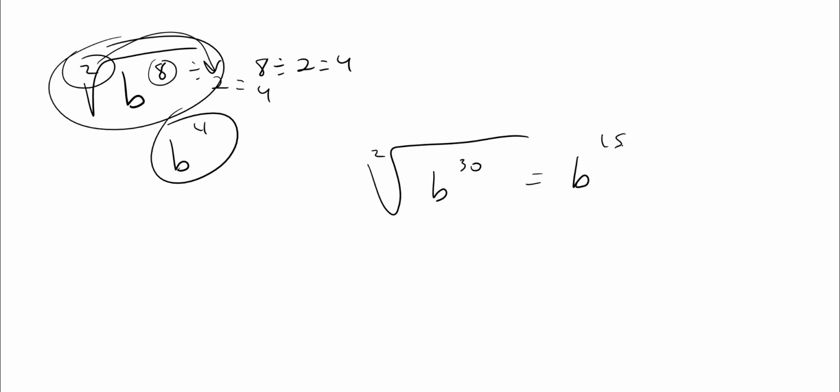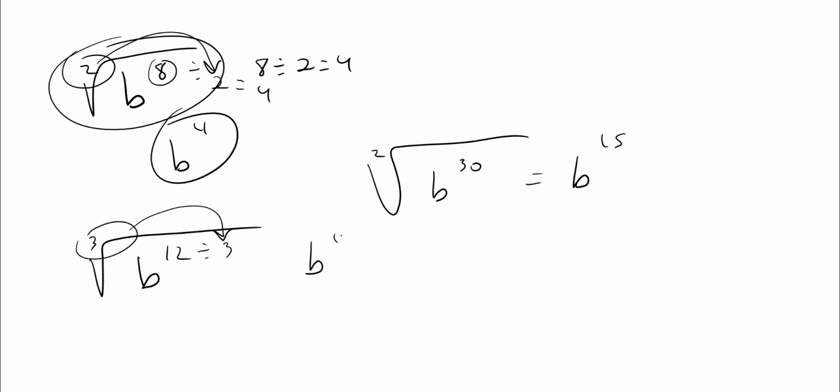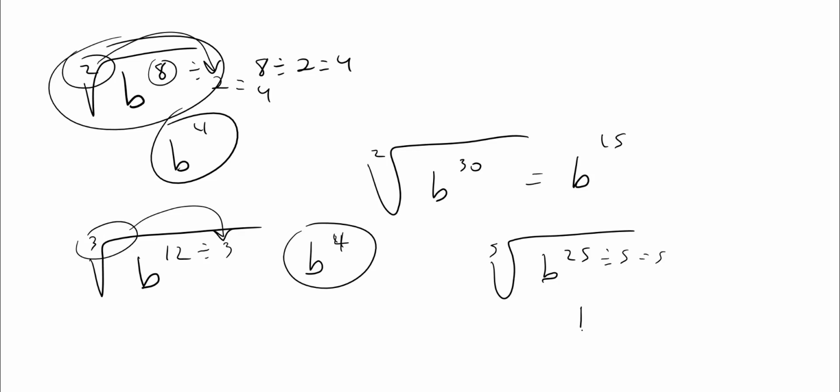Okay, it's really not that bad. So if I have, let's do 3 here, the cube root of b to the 12th. Well, again, you're going to take 12 divided by 3. So you're going to get b to the 4th. That's the answer to that problem, b to the 4th. Okay, if I do the 5th root of b to the 25th power, 25 divided by 5 is 5. So my answer to this one is b to the 5th power. Okay, that's not bad, right? It's pretty easy when you have a variable. You literally just divide it out and you get your answer.